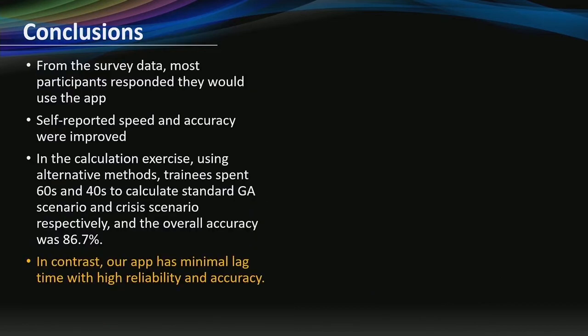From the survey data, most participants responded that they would use the app. Self-reported speed and accuracy were improved. In this calculation exercise, using alternative methods but not using the app, trainees spent 60 seconds and 40 seconds to calculate standard GA scenarios and crisis scenario respectively, and the overall accuracy was 86.7%. In contrast, our app has minimal lag time with high reliability and 100% accuracy.